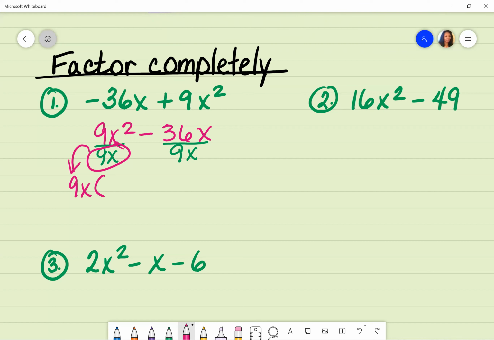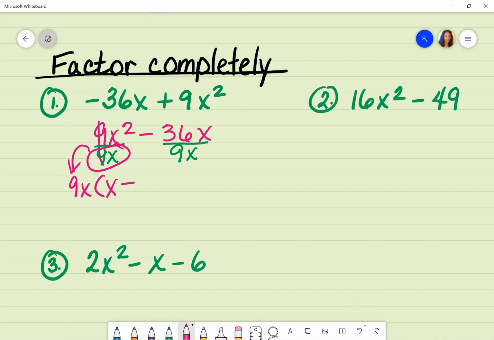What's left over? 9 divided by 9 is 1. X squared divided by x is simply 1 more x left over. How do I know that's right? Because x times x gives me my x squared. I will end up right back where I started if I'm doing it correctly.